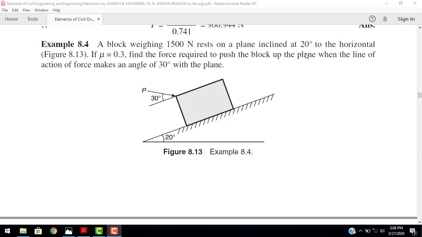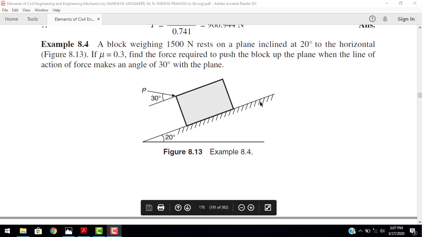A block of weight 1500 Newton rests on an inclined plane 20 degrees to the horizontal as shown in the figure. If mu is equal to 0.3, find the force required to push the block up the plane when the line of action of the force makes an angle of 30 degrees with the plane. So here is the given figure.